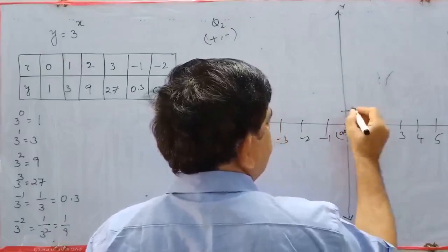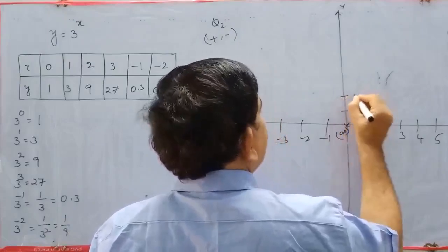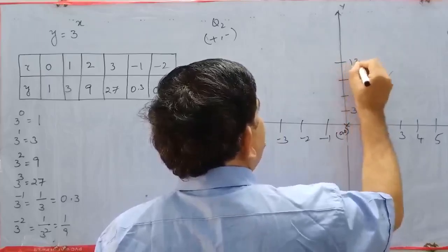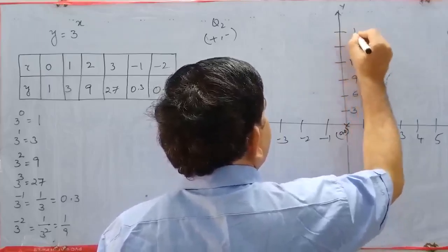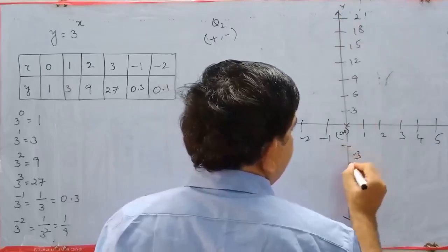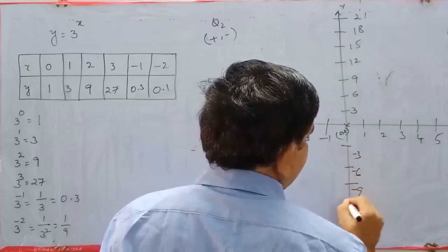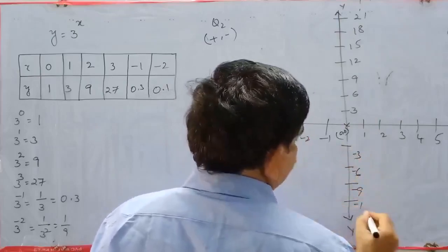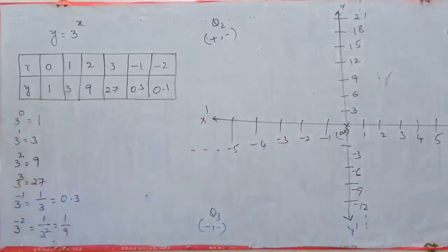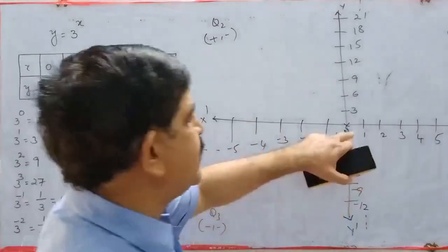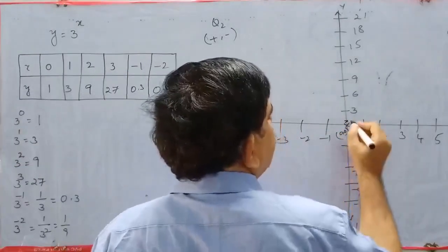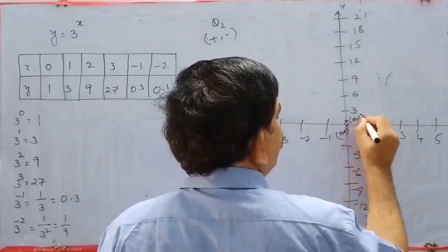Now I am taking the y-axis as 3 units. So 3, 6, 9, 12, 15, 18, 21 and so on. Next, minus 3, minus 6, minus 9, minus 12 and so on. Okay. Now first x is equal to 0, then the value of y. So x is equal to 0, the value of y is maybe here. Okay. So that is 0 comma 1.